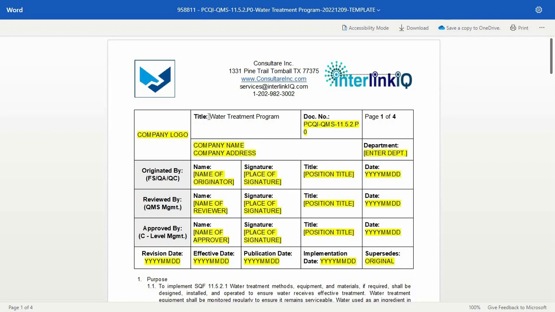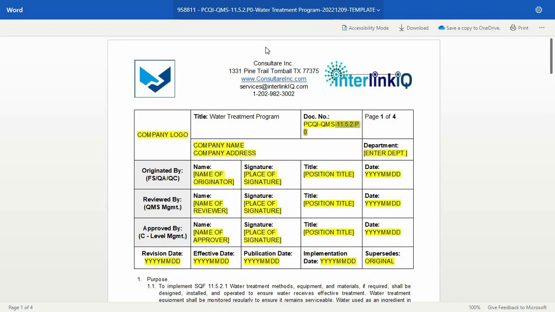and Interlink IQ. To conduct a document review utilizing the Water Treatment Program under the SQF Module 11.5.2, first check if the document title matches the uploaded file name on the dashboard. In this instance, we do have the same titles as the Water Treatment Program. Next, both must have the same document code. For this example, we do have 11.5.2P0.